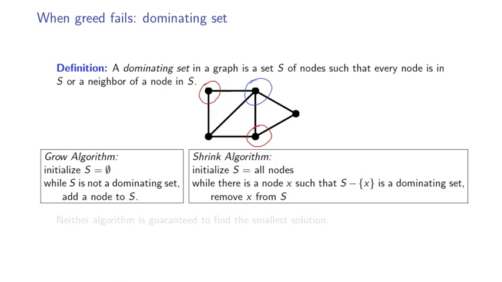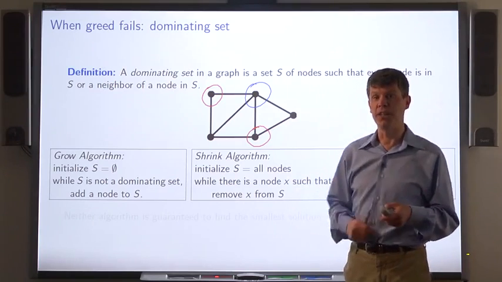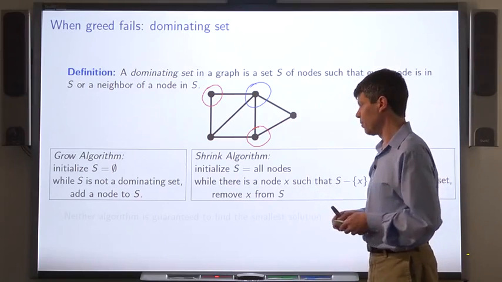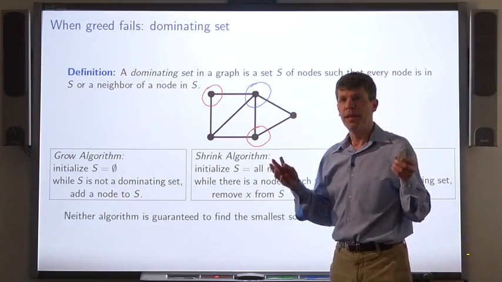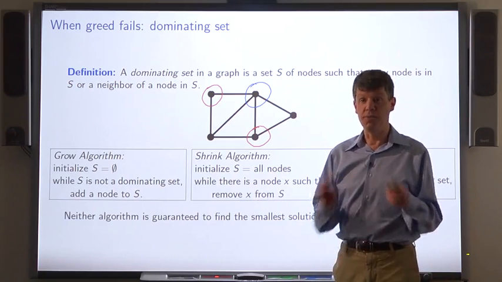An alternative is the shrink algorithm, which initializes S to be the set of all nodes and takes away nodes as long as taking them away leaves you with a dominating set. Similarly, this algorithm can also fail to find a smallest dominating set. So algorithms like grow and shrink don't always find you the smallest solution.